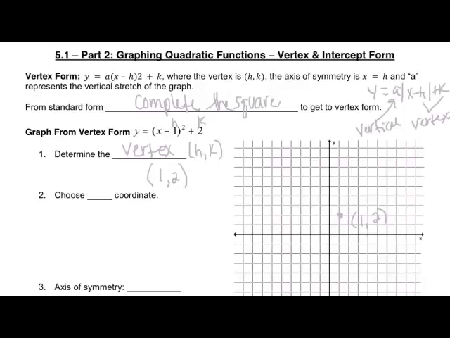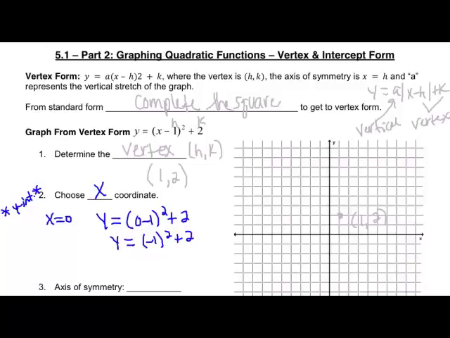Now for part 2, we need to choose an x coordinate. Again, it does not matter which x coordinate you choose. The easiest one that you're going to find is the y-intercept, so an x coordinate of 0. You don't have to use the y-intercept, you can use any other point on the graph, but x equals 0 is just the easiest to plug into your function. So if we plug this in, we get y equals (0 minus 1) squared plus 2. So y equals negative 1 squared plus 2, so y equals 3. We now have the point (0, 3) on our graph.